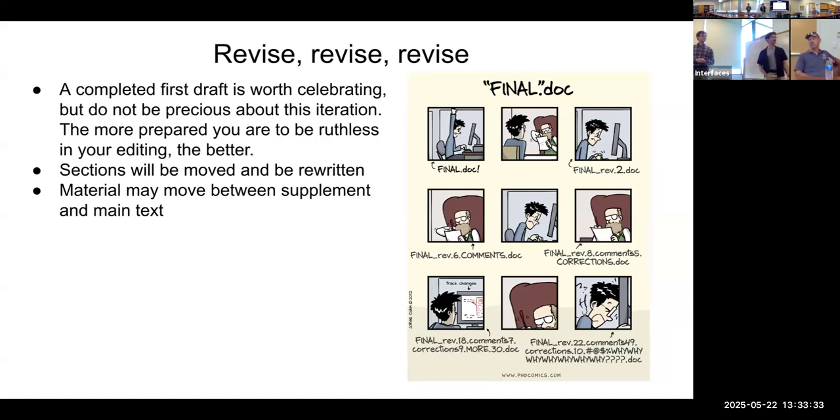So writing the first draft, in my experience, I've never sat down and written an entire first draft and then passed it over to my advisors, even though that's what Boris, one of them, wants. It doesn't work that way. This comic shows how it keeps going: final version 2, version 6 with comments, version 8 with comments and corrections, and then revision 22 with a lot of comments. So it goes on and on and on.